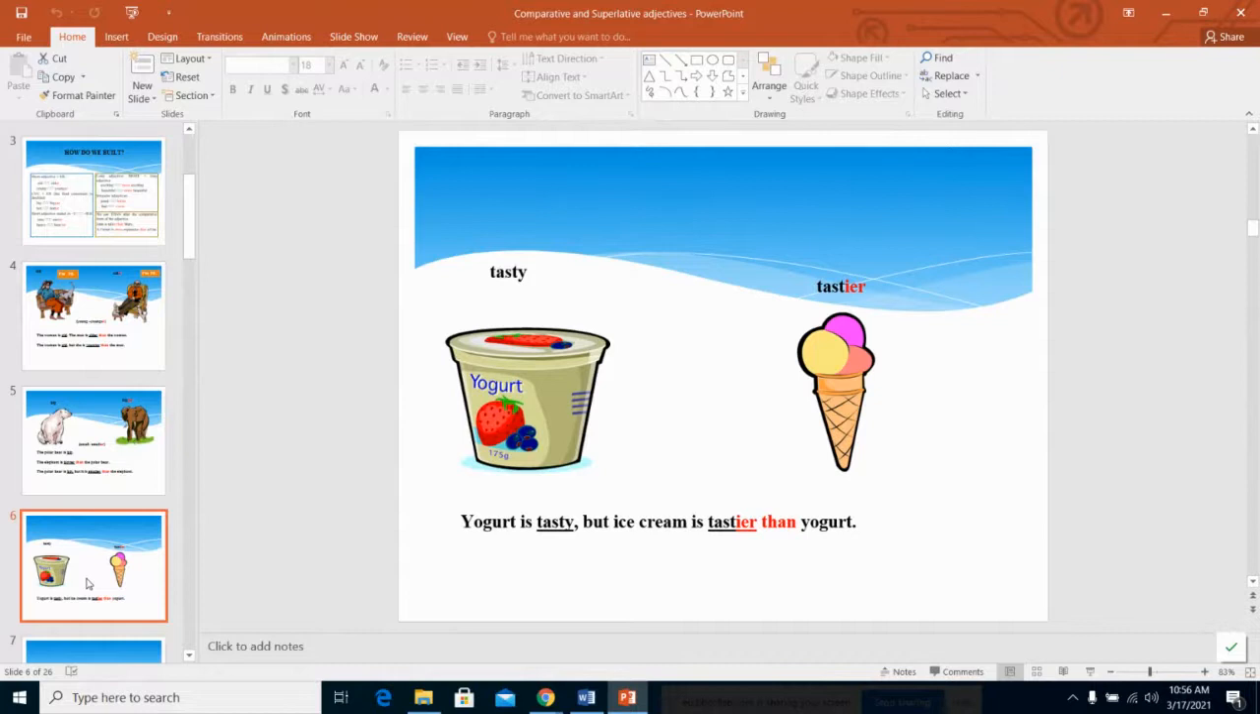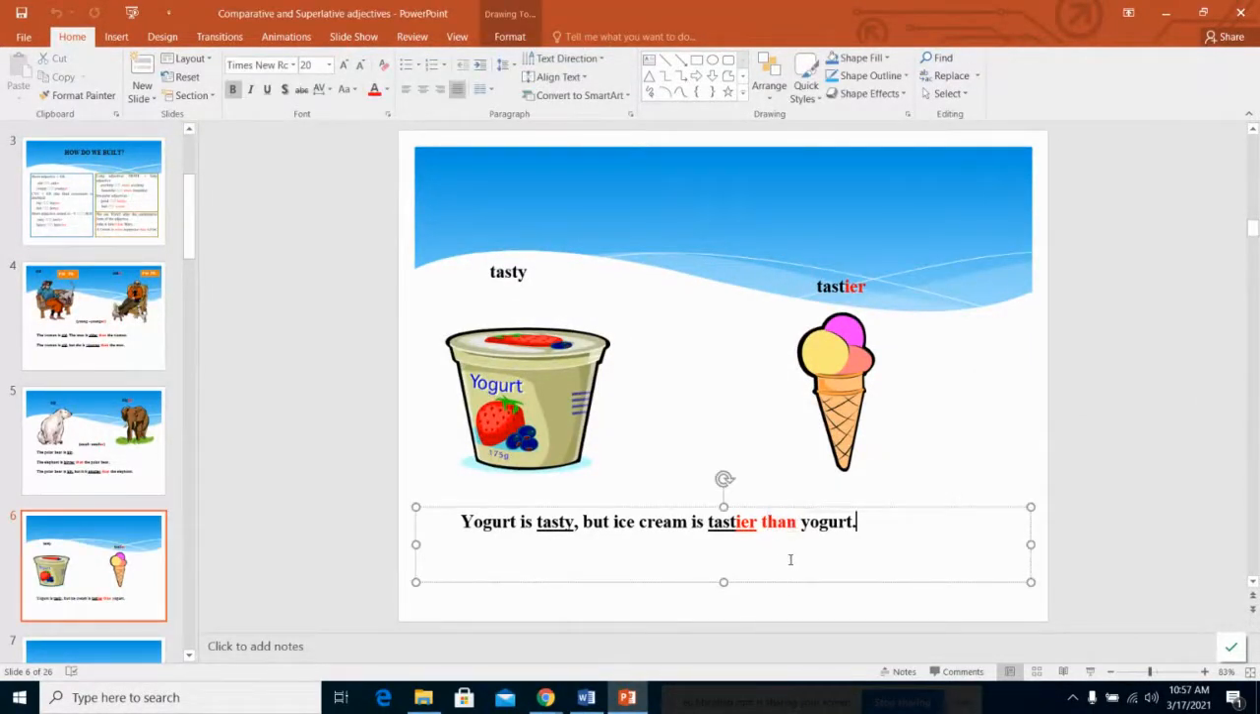Look at this one. Tasty, tastier. Why? I told you we take out the Y. If the adjective ends with Y, we take out the Y and change it to tastier. Yogurt is tasty, but ice cream is tastier than yogurt. And look at the word than. Every time you have to use than to compare.